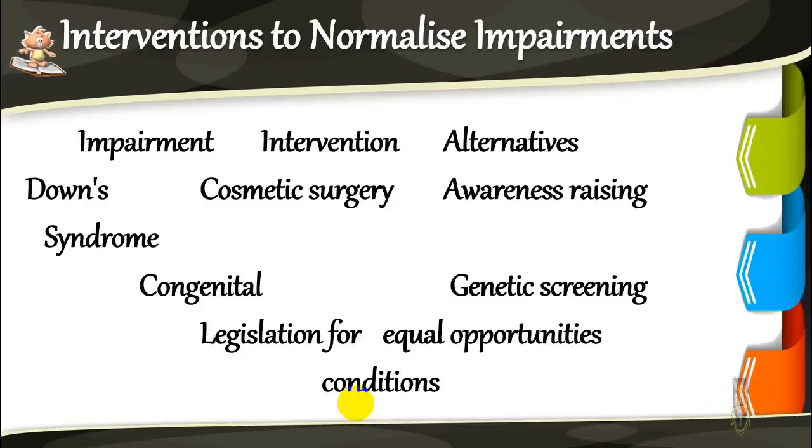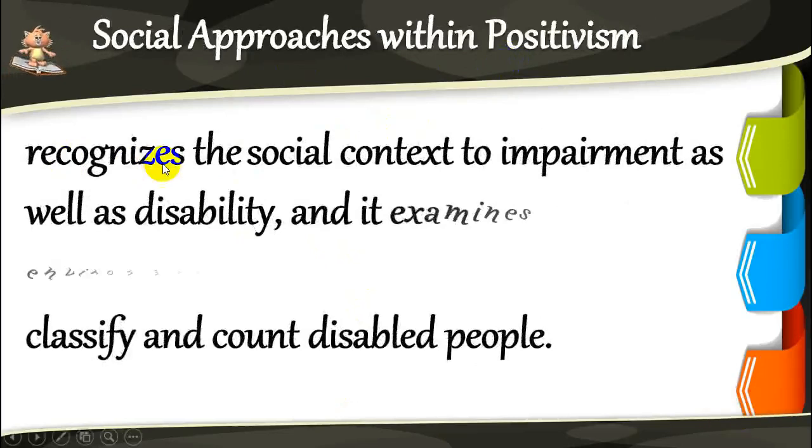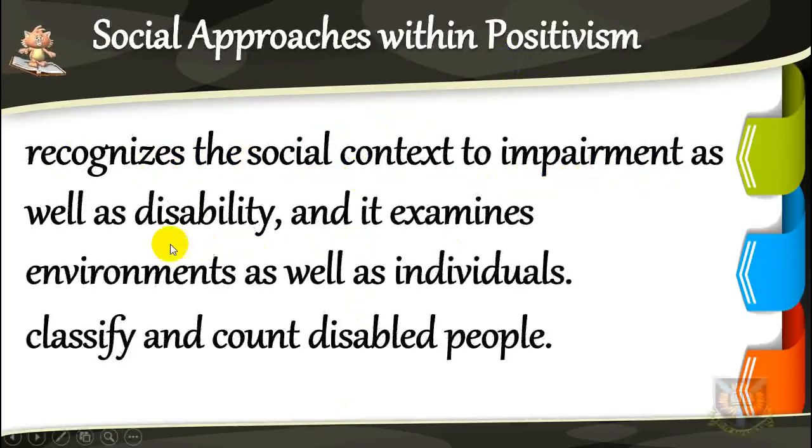Social approaches within positivism. Positivist social medicine recognizes the social context to impairment as well as disability, and it examines environments as well as individuals. Hence, public health measures concerned with sanitation, poverty, health education, and the like have proved extremely effective in preventing rather than curing a range of impairments such as tuberculosis, polio, rickets, and river blindness.